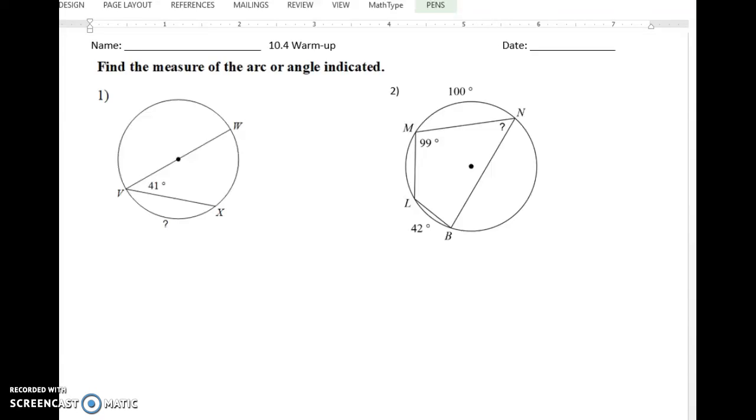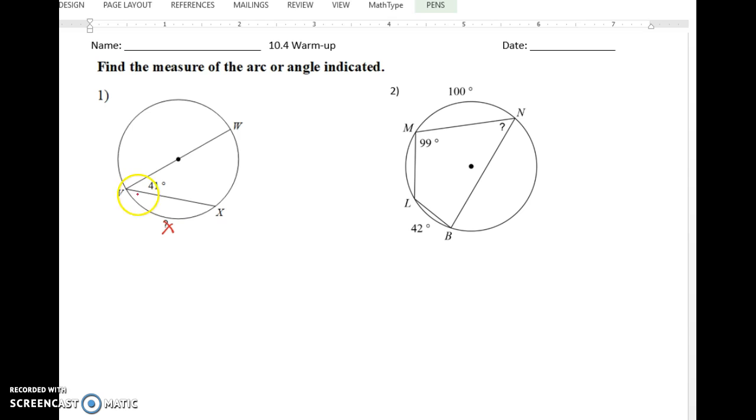Hi, this video is explaining the 10.4 warm-up that you guys did in class on Wednesday. These problems were pretty tricky, so I wanted to make sure that I go over them in case you had any questions. So problem number one, we're looking for this question mark angle. I don't like to say that it's question mark, so let's call it X, because on the quiz, it's going to be called X.